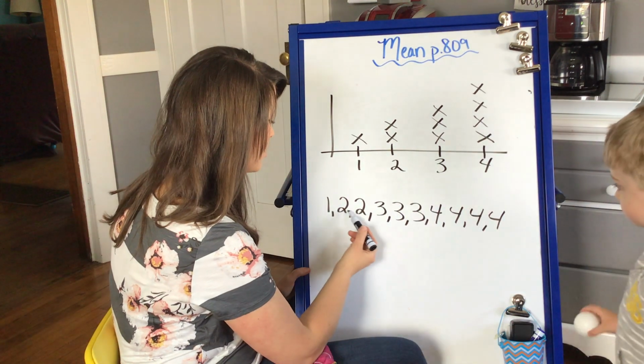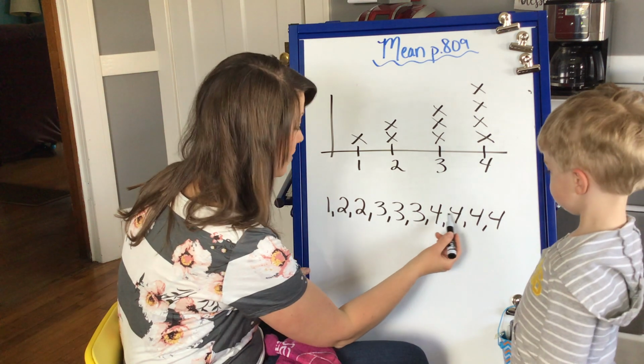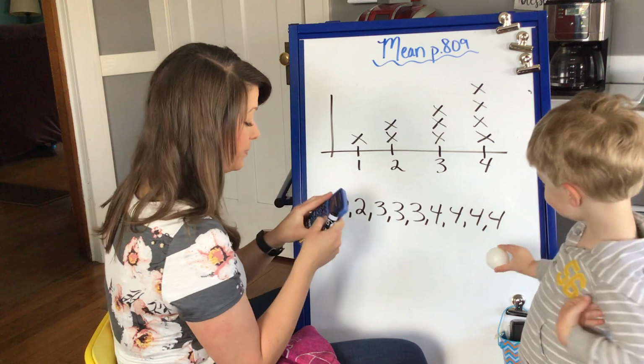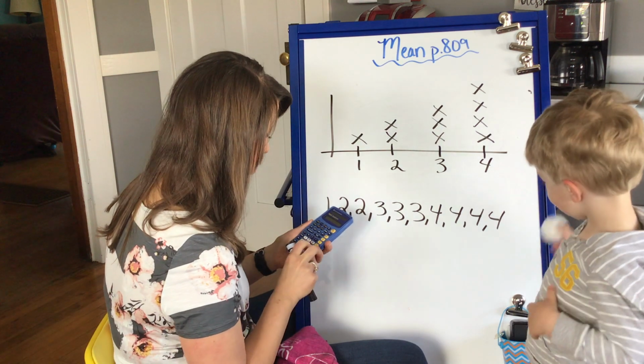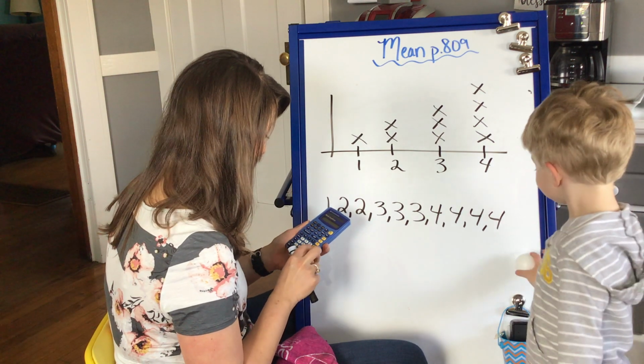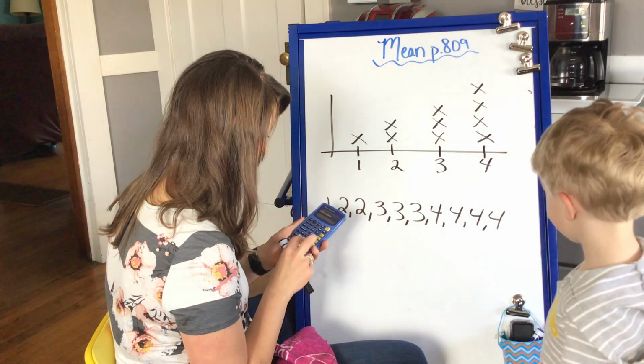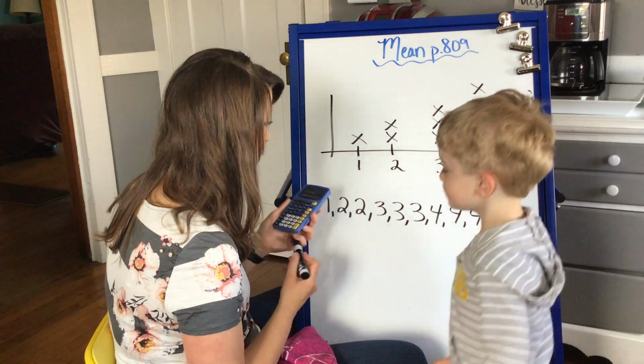Okay, so let's see. 1, 2, 3, 4, 5, 6, 7, 8, 9, 10. So I took my numbers and now I'm going to add them up with a calculator. So 1 plus 2 plus 2 plus 3 plus 3 plus 4 plus 4 plus 4 plus 4. And that gave me 30.